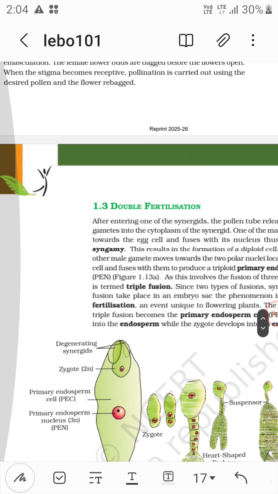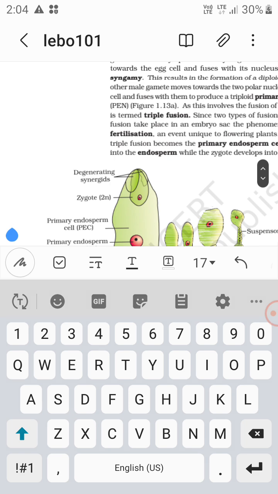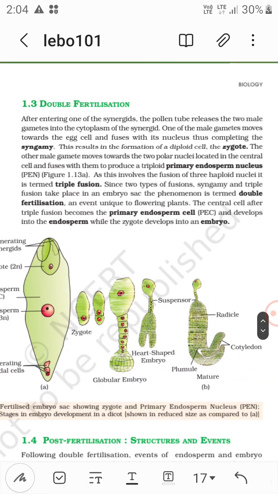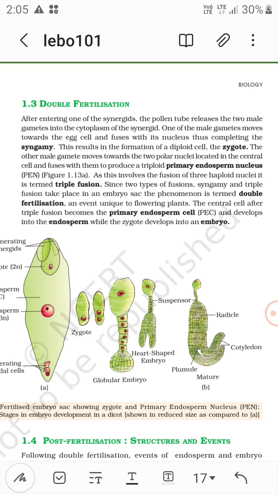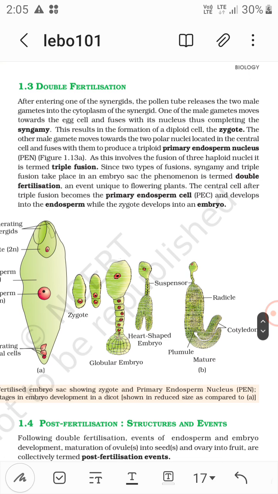Now the next thing is double fertilization. It involves syngamy and triple fusion. After entering one of the synergids, the pollen tube releases the two male gametes into the cytoplasm of the synergid. One of the male gametes moves towards the egg cell and fuses with its nucleus, thus completing syngamy. This results in the formation of a diploid cell, the zygote. The other male gamete moves towards the two polar nuclei located in the central cell and fuses with them to produce a triploid primary endosperm nucleus, the PEN. As this involves the fusion of three haploid nuclei, it is termed triple fusion.